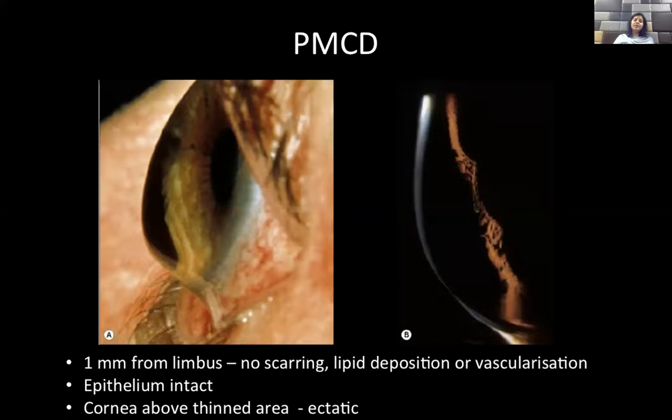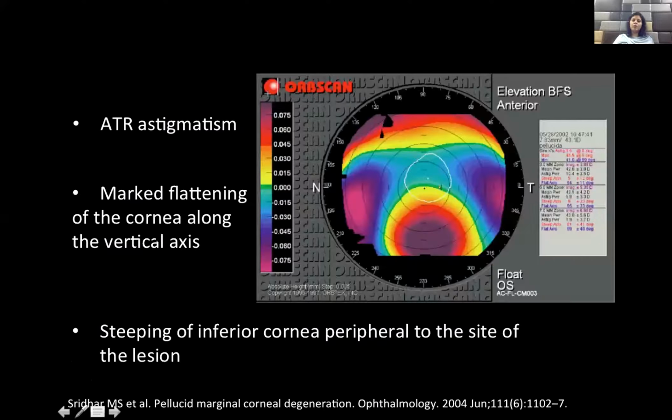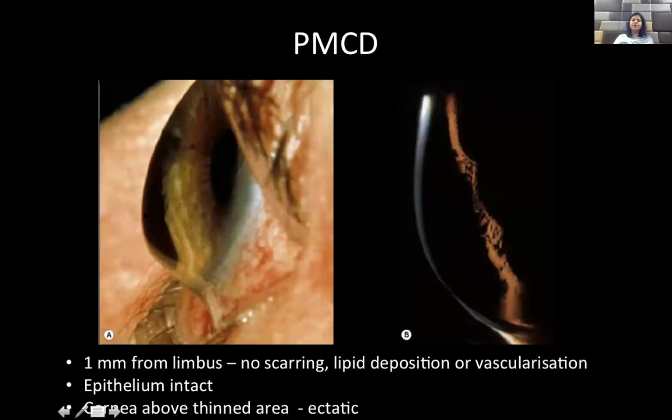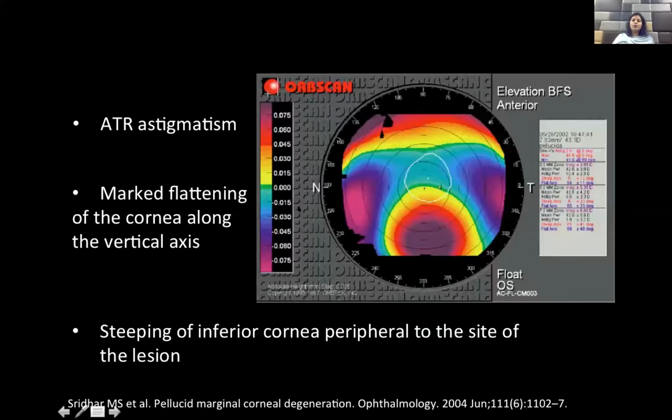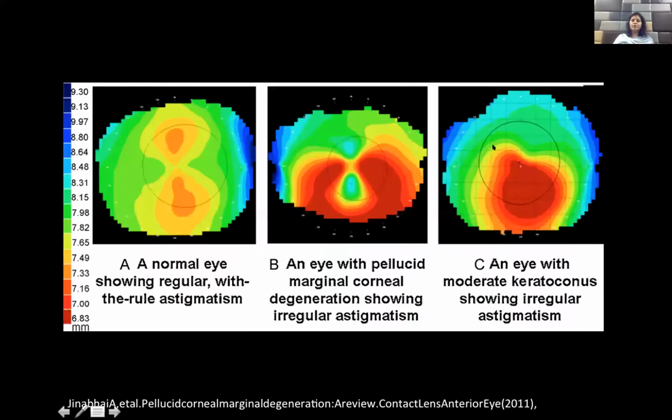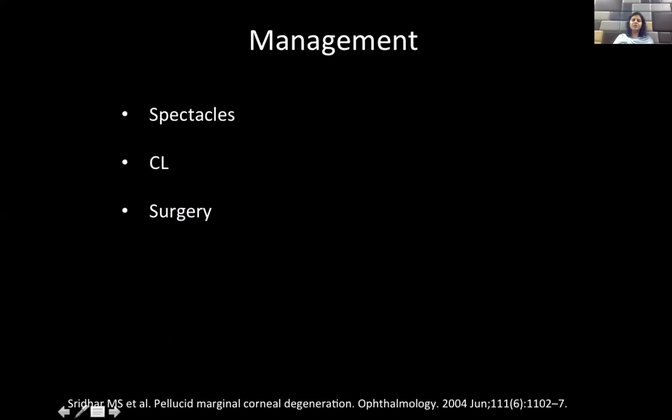In a non-intact epithelium, you will look at something like a peripheral ulcerative keratitis, and the cornea above the thinned area is classically ectatic. So this is the classical crab claw pattern on the topography that is seen. And there's against the rule astigmatism, and the steepening of this inferior cornea. So like we saw in this picture, there is steepening of the inferior cornea. Now let's look at this. If you put the normal topography, the keratoconus topography, and the crab claw pattern of pellucid marginal degeneration.